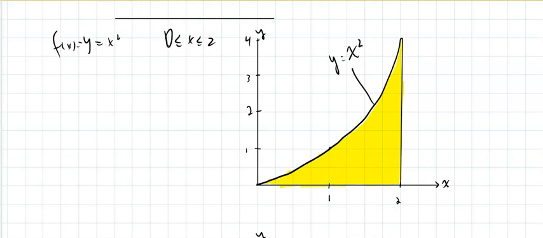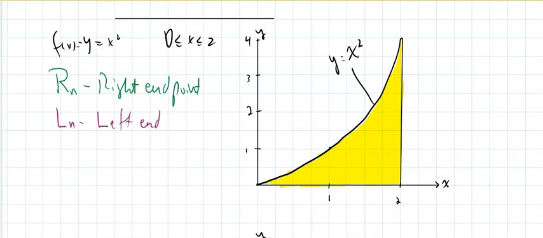Somebody came up with the idea of, okay, I'm going to use 2 rectangles. They used R sub n, indicating the right endpoint. I'll tell you what that means in a minute. And L sub n using the left endpoint. Let me tell you what that means. So let's start with R sub n.